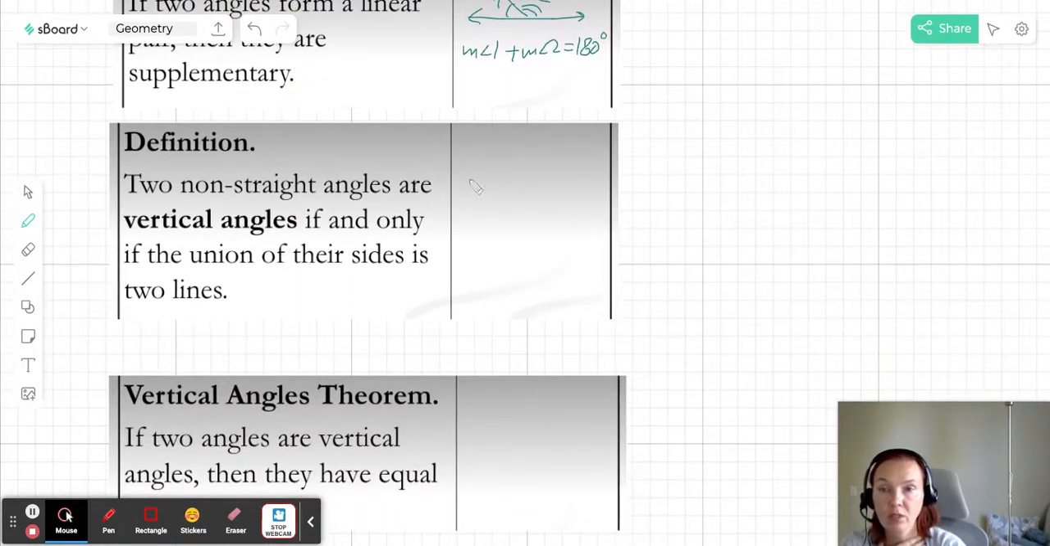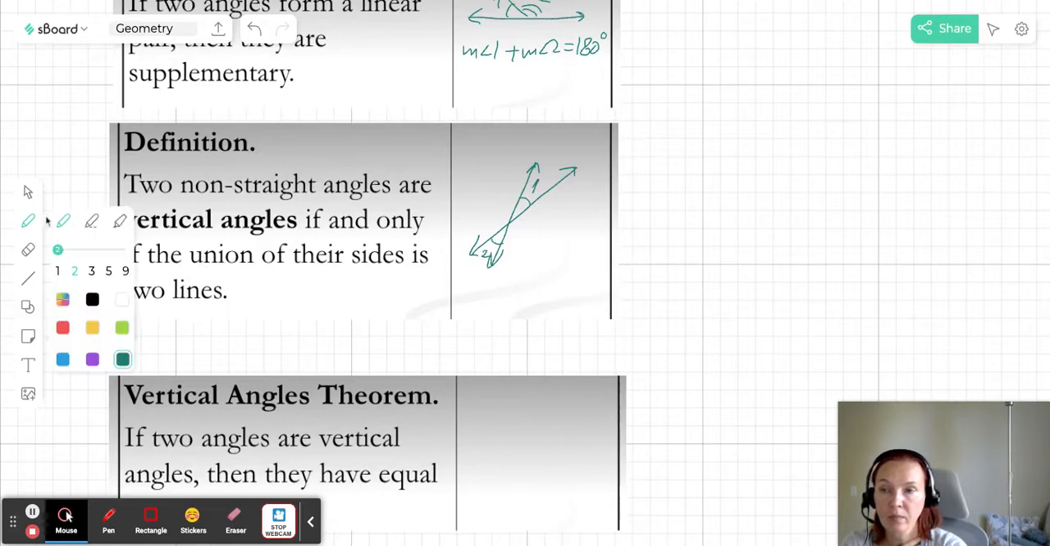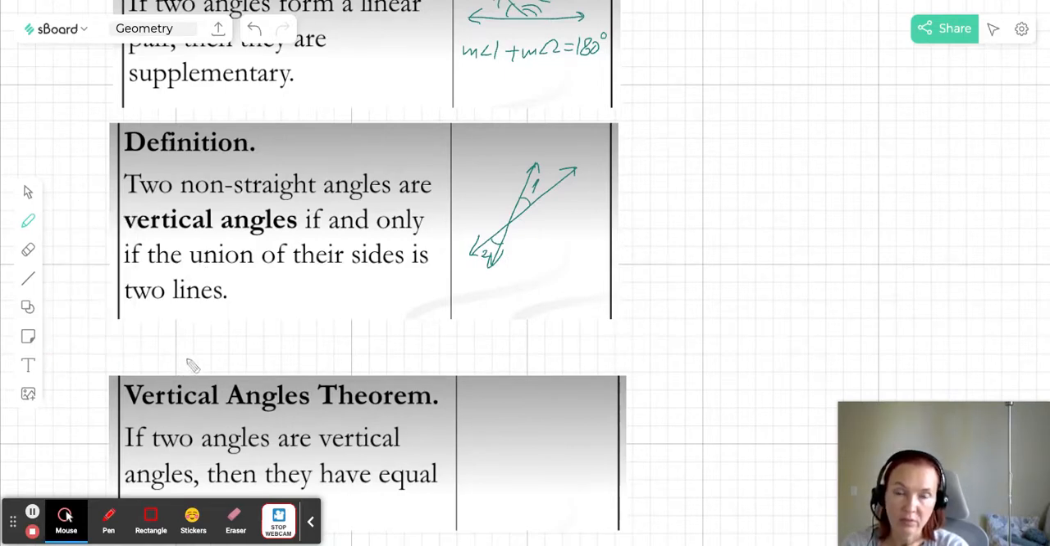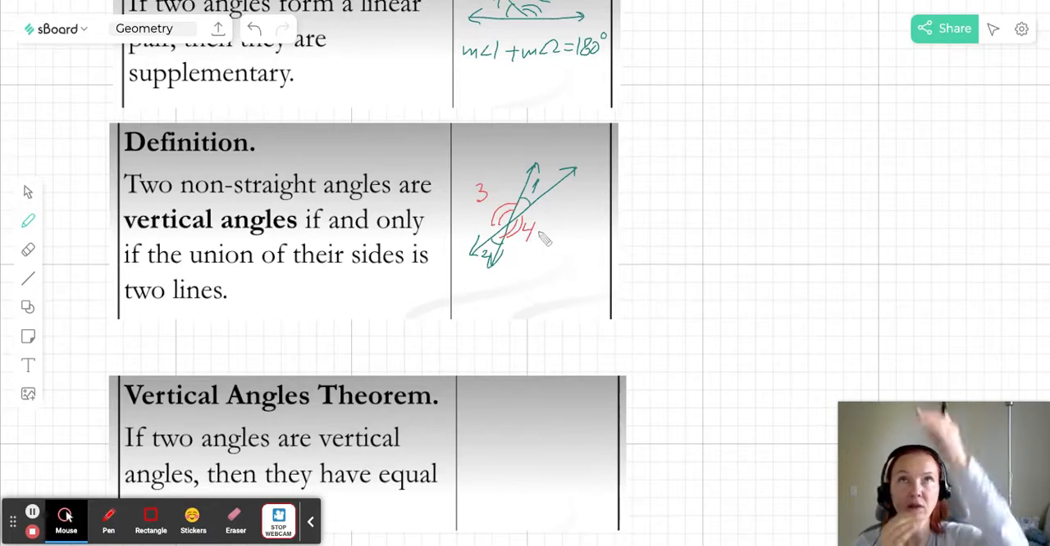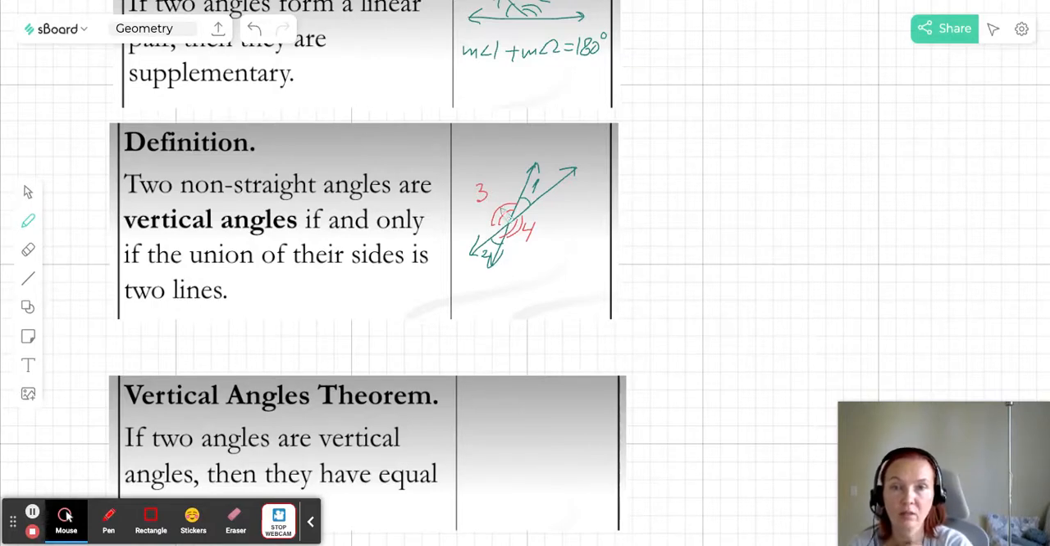If we have two non-straight angles, then they will be called vertical angles if and only if the union of their sides is two lines. So I have this angle and this angle. Those are vertical angles, angle 1 and angle 2. Do you see any other vertical angles here? Think about it. Pause the video if necessary. There are two other vertical angles. It's angle 3 and angle 4. So vertical, it doesn't mean that they're located vertically from each other, right? They can be located horizontally or at an angle like I have here.